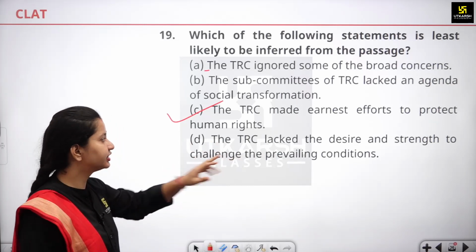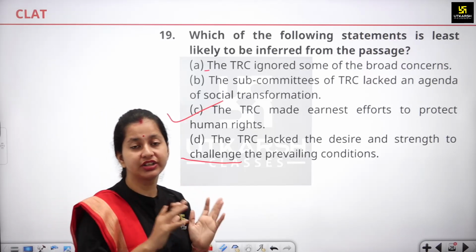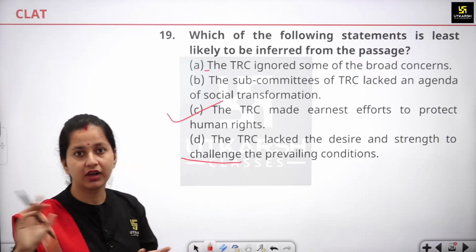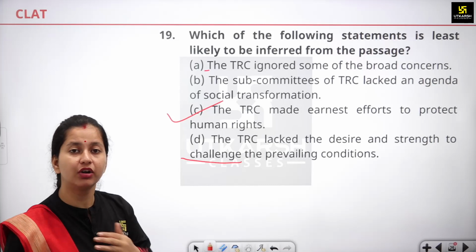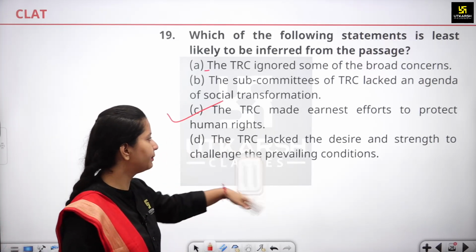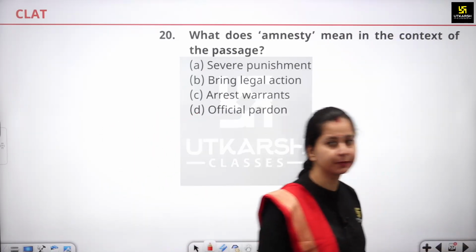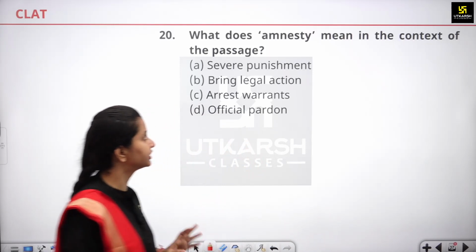The TRC lacked the desire and strength to challenge the prevailing condition. Yes, that's why they do not disturb the structural vote. तो वहाँ पर they were not wanting to just challenge the prevailing condition. So this was there in the passage. So D was likely to be observed or likely to be gained from the passage. That's why answer C is the correct answer.